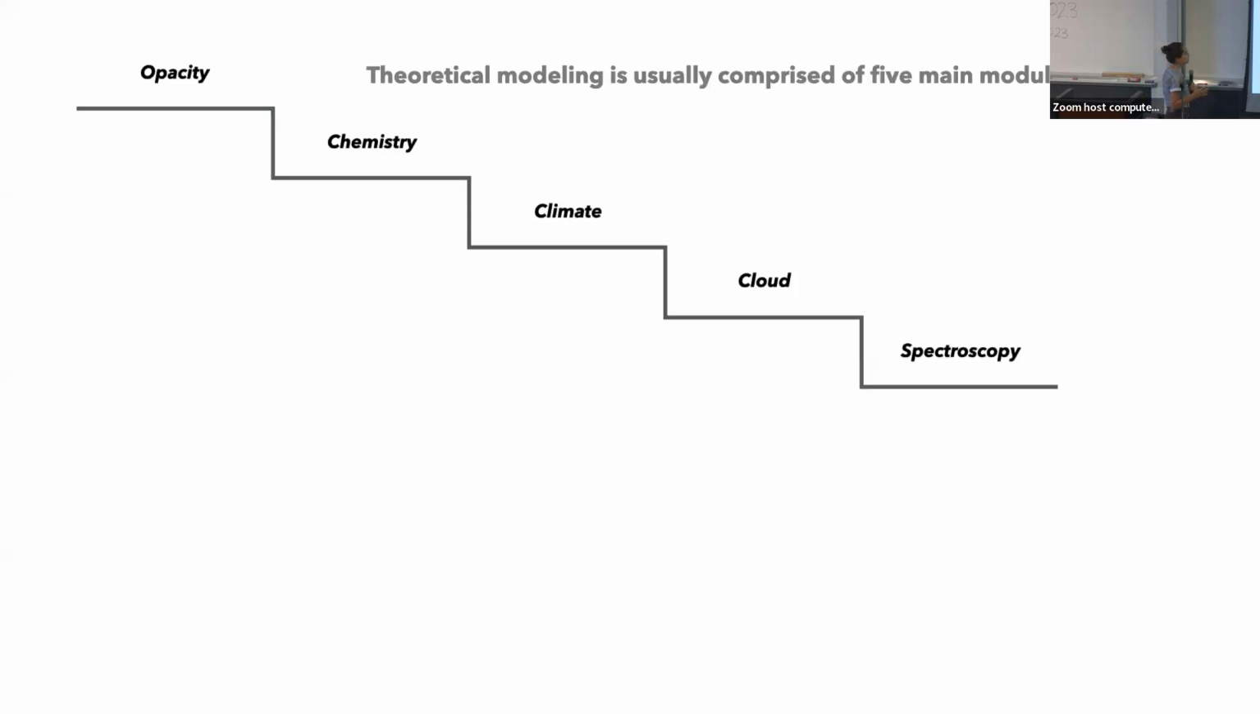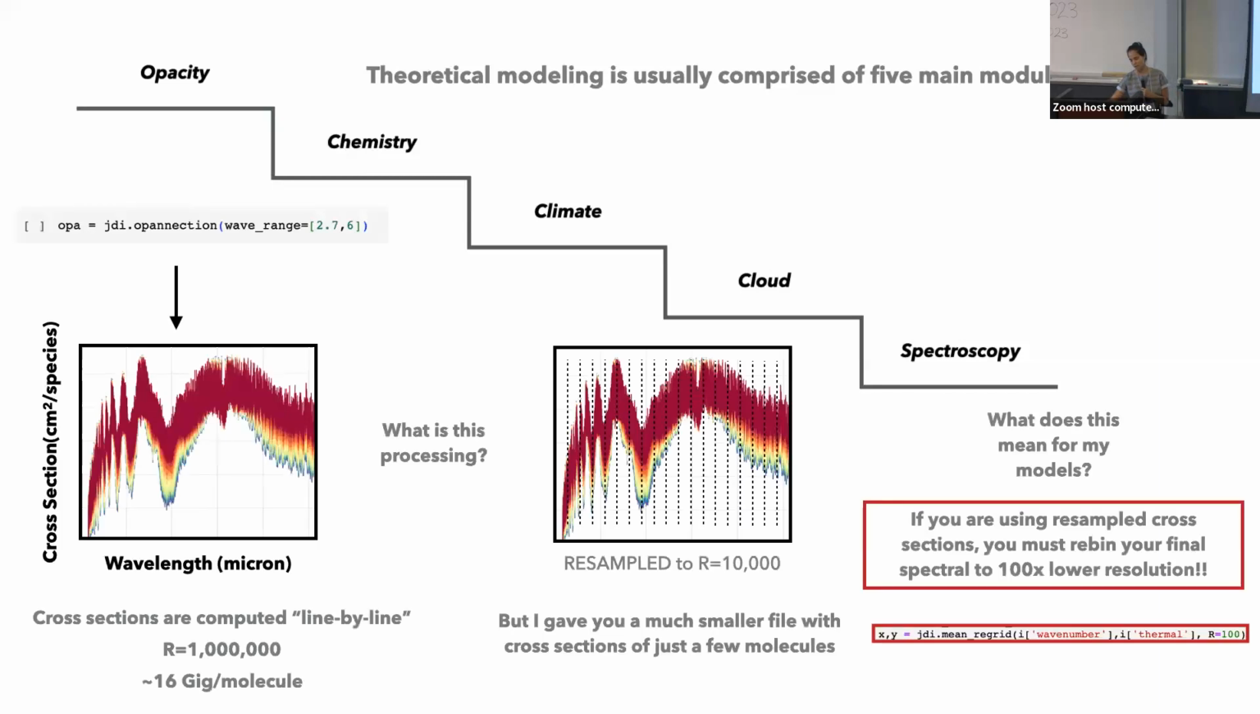So theoretical modeling in general is comprised of 5 main modules. And of course, there's many others. These are the ones that we're going to be focusing on today. The opacities that serve as the initial baseline input data that go into computing models, the chemical models that Julia Moses talked about earlier today, climate modeling, cloud modeling, which you'll hear about, I think, more tomorrow, and then the final generation of the spectra.